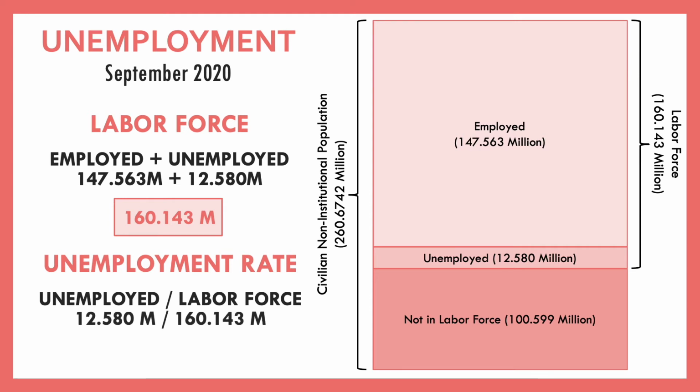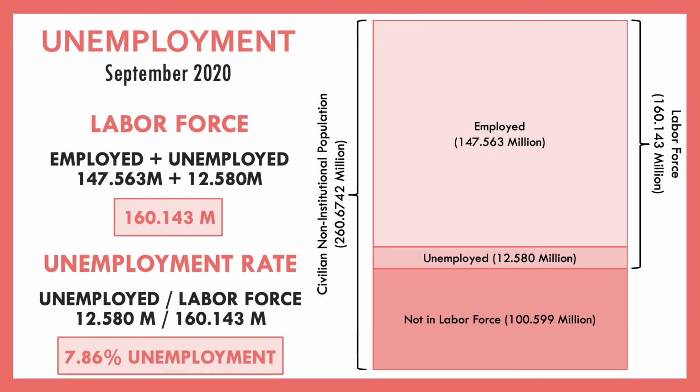And so what we do is we take the unemployed number, the 12.58 million, divided by our total labor force of 160.143 million. And what we do is after we multiply by 100 is we get a percentage, and that percentage is our unemployment rate. And so we would say in September of 2020, our unemployment rate was 7.86%. And what that means is that 7.86% of our labor force did not have a job but was actively seeking work.